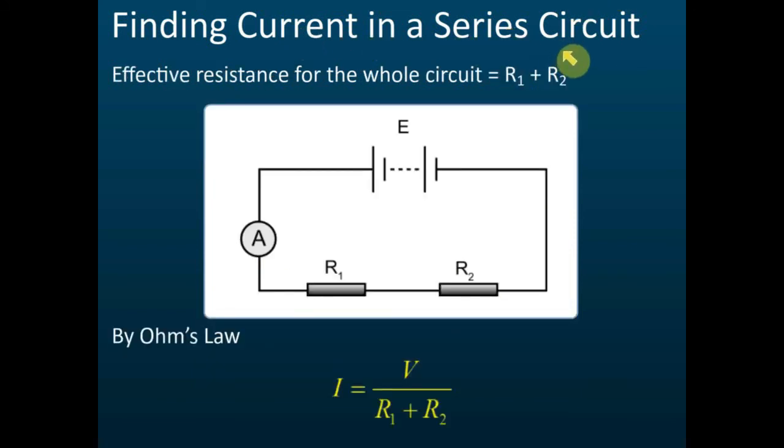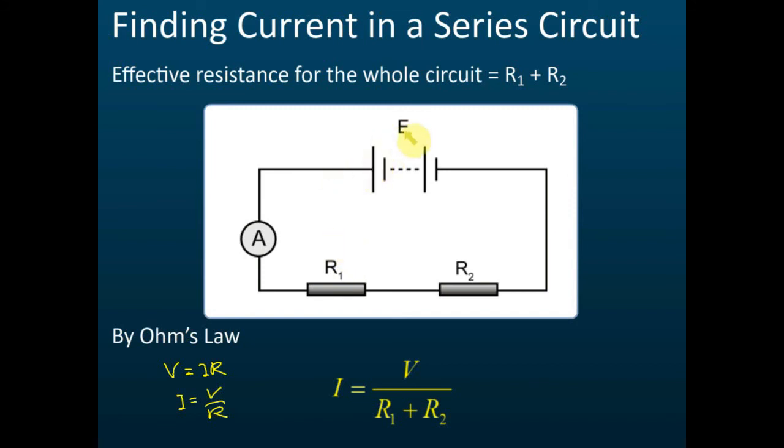Finding current in a series circuit. If they give you the EMF, and then they give you two resistors. From Ohm's law, we learned that the relationship between potential difference, current, and resistance is given by this formula: V equals IR, right? V equals IR. If you want to find current, I equals V over R. I equals V over R.